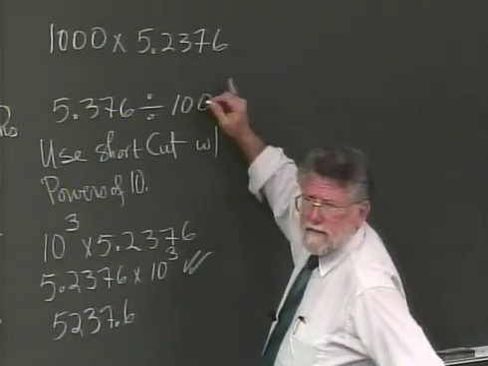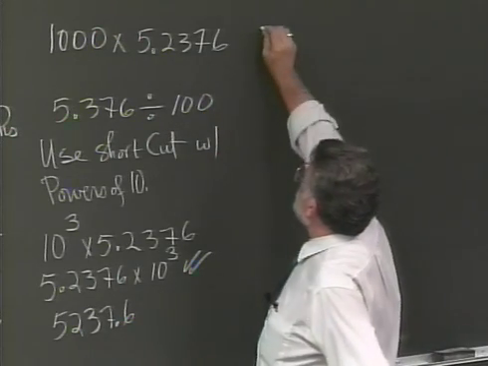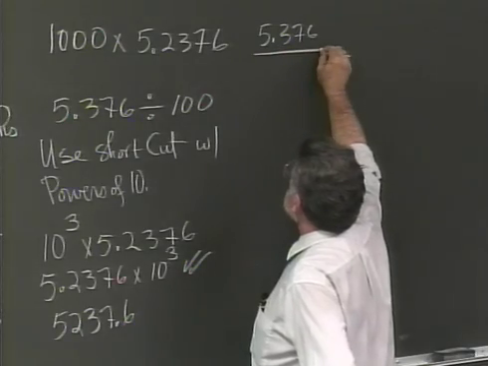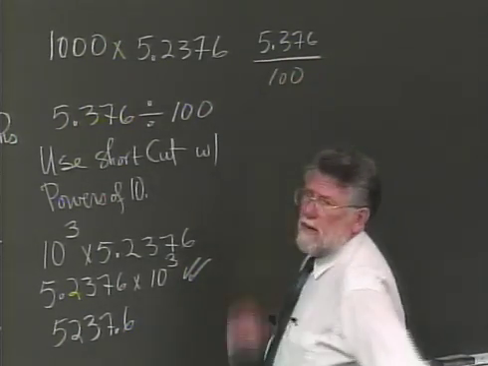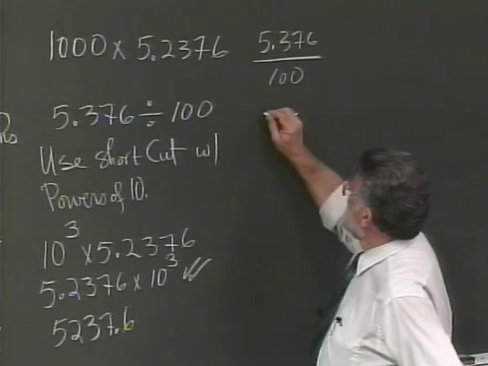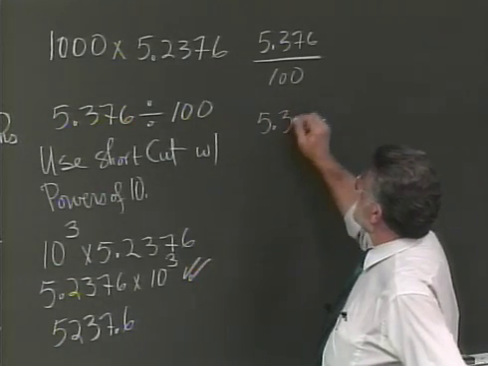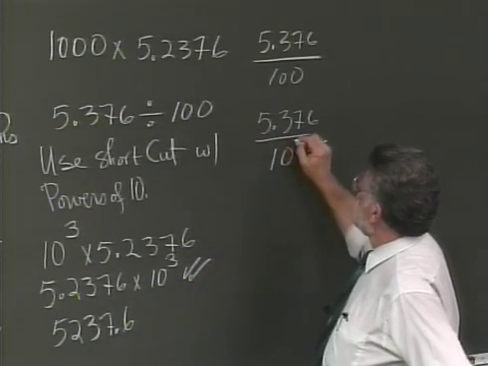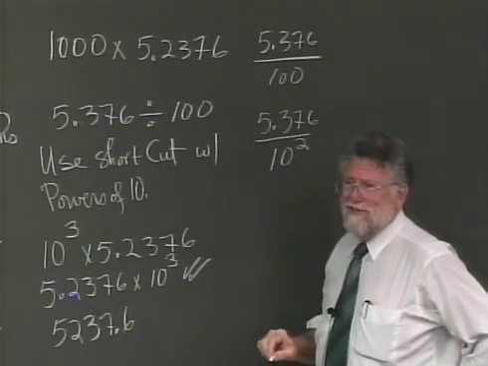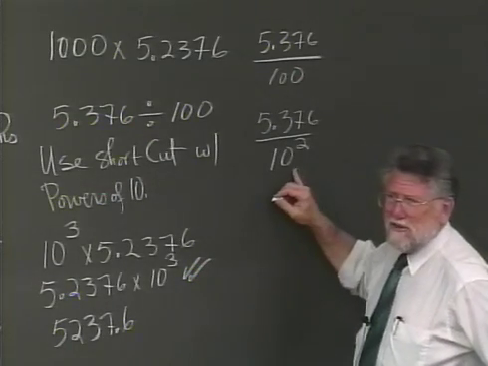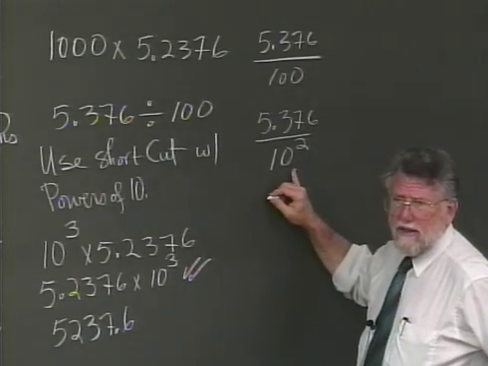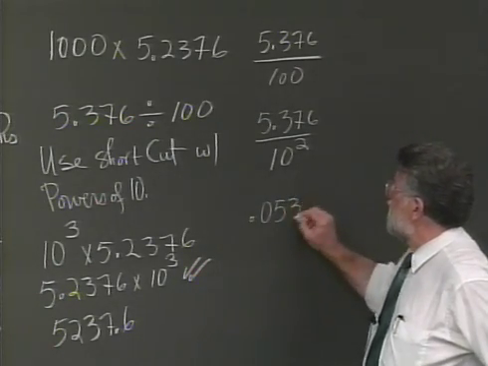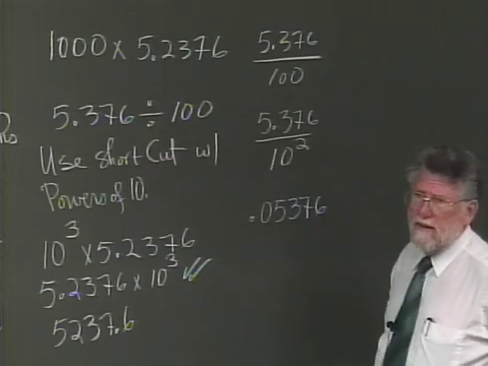Okay, what about this one? You have 5.376 over 100, but that can be written as what? Very good, as 10 to the 2nd. Okay, now, I'll get to there in just a second. So I have this. So my shortcut at this point, dividing by a power of 10, is indeed 0.05376, as one of you said.